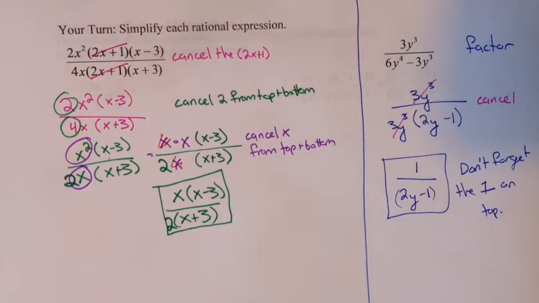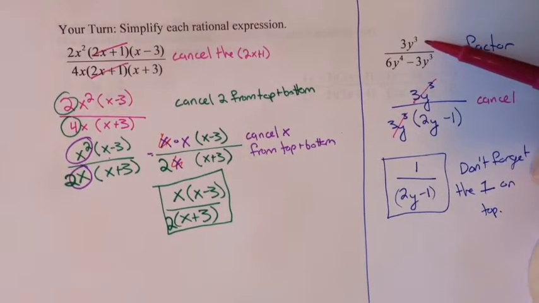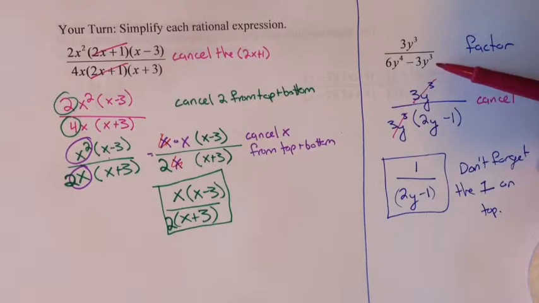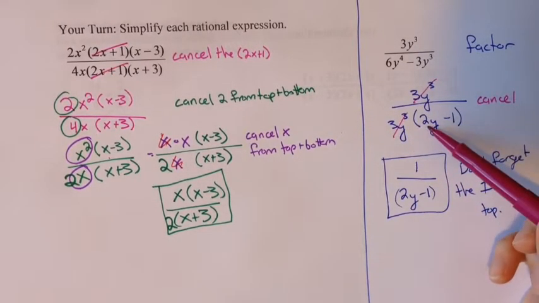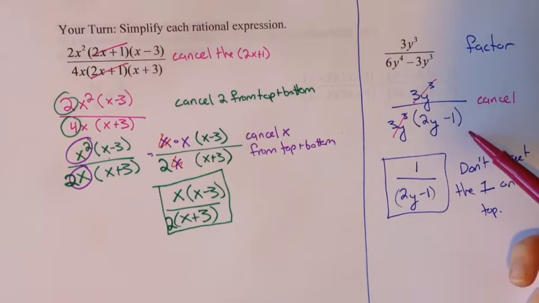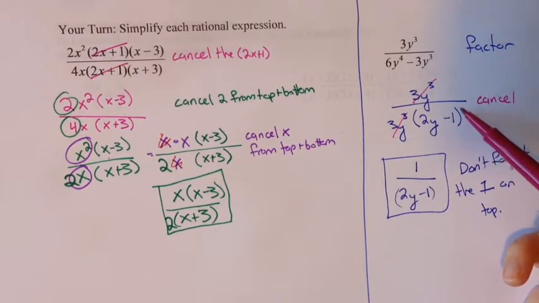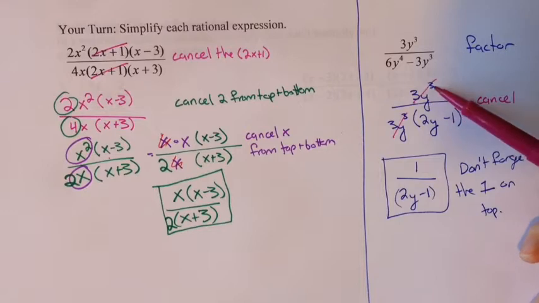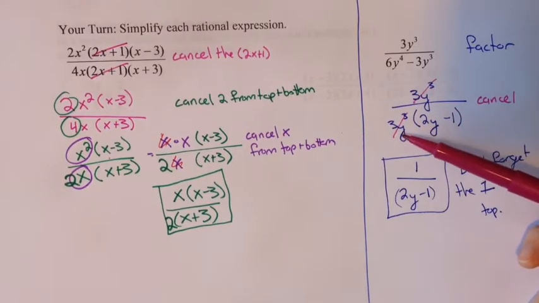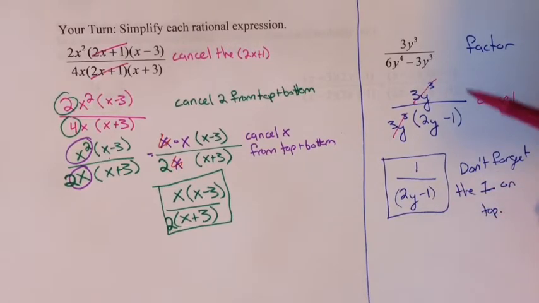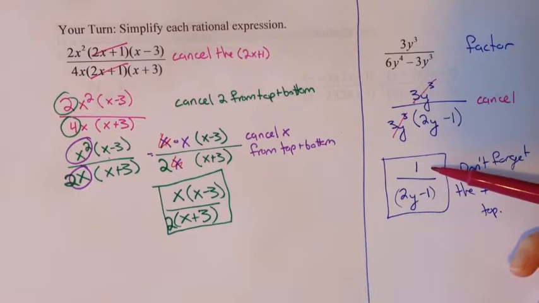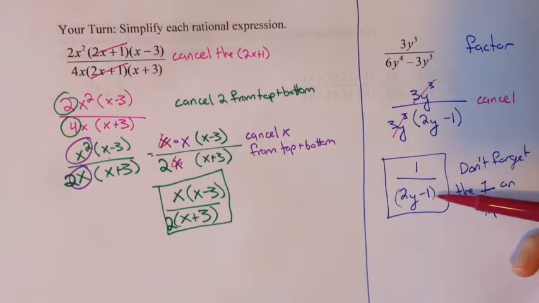On this second example, we had to do some factoring. The top only had one term, so there wasn't anything to factor. On the bottom, we tried factoring out the greatest common factor, which was 3y cubed, leaving behind 2y minus 1. Again, don't forget that 1 for the placeholder. Then I could cancel the 3y cubed on top and the 3y cubed on the bottom, leaving behind a 2y minus 1 on the bottom. Now, if there's nothing left over on the top, there's always a placeholder 1 to make sure that you have a top and bottom to your fraction.